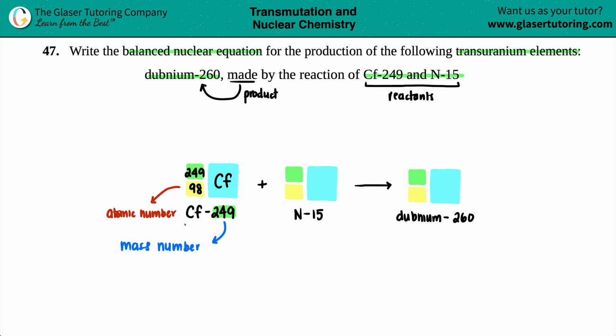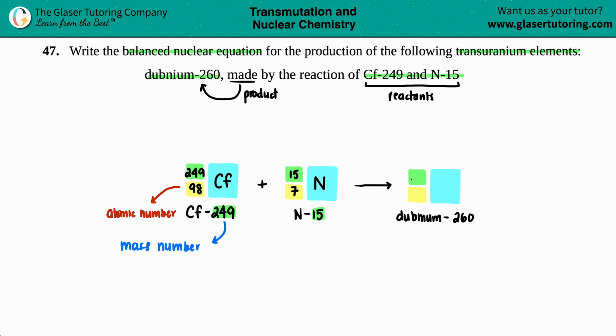Okay. Moving on to N-15. We got a nitrogen. That's the element symbol, so I'm going to put an N here. 15 is the mass number that we have to call for, so 15. And the atomic number for nitrogen all the time is number 7. I went on the periodic table and found it.